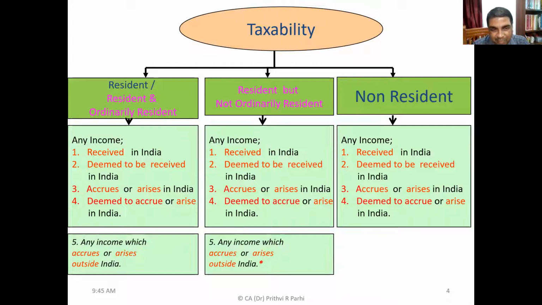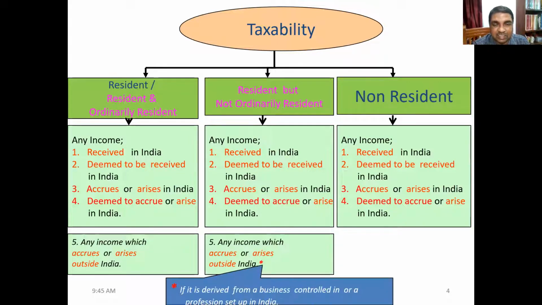It says any income which accrues or arises outside India. This is also foreign income. Foreign income will also be included in the total income of a resident but not ordinarily resident. But when an asterisk mark is there, it means it is subject to certain conditions.